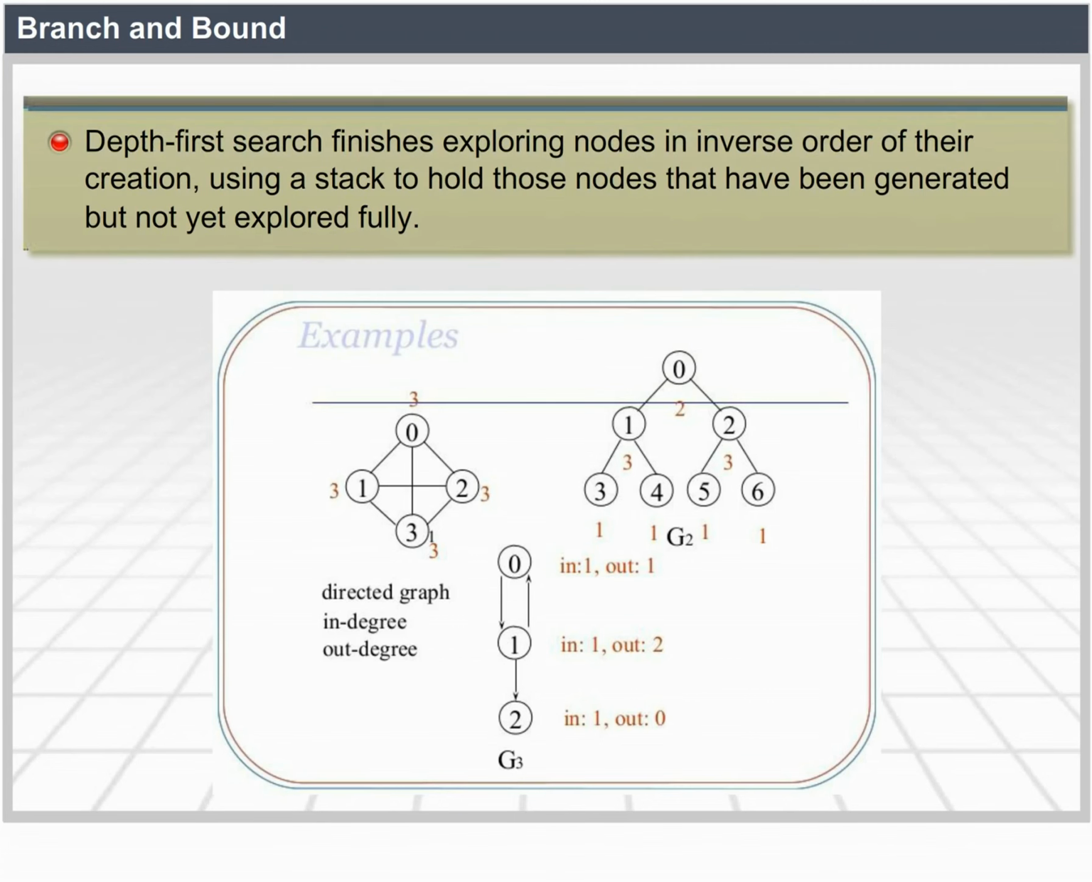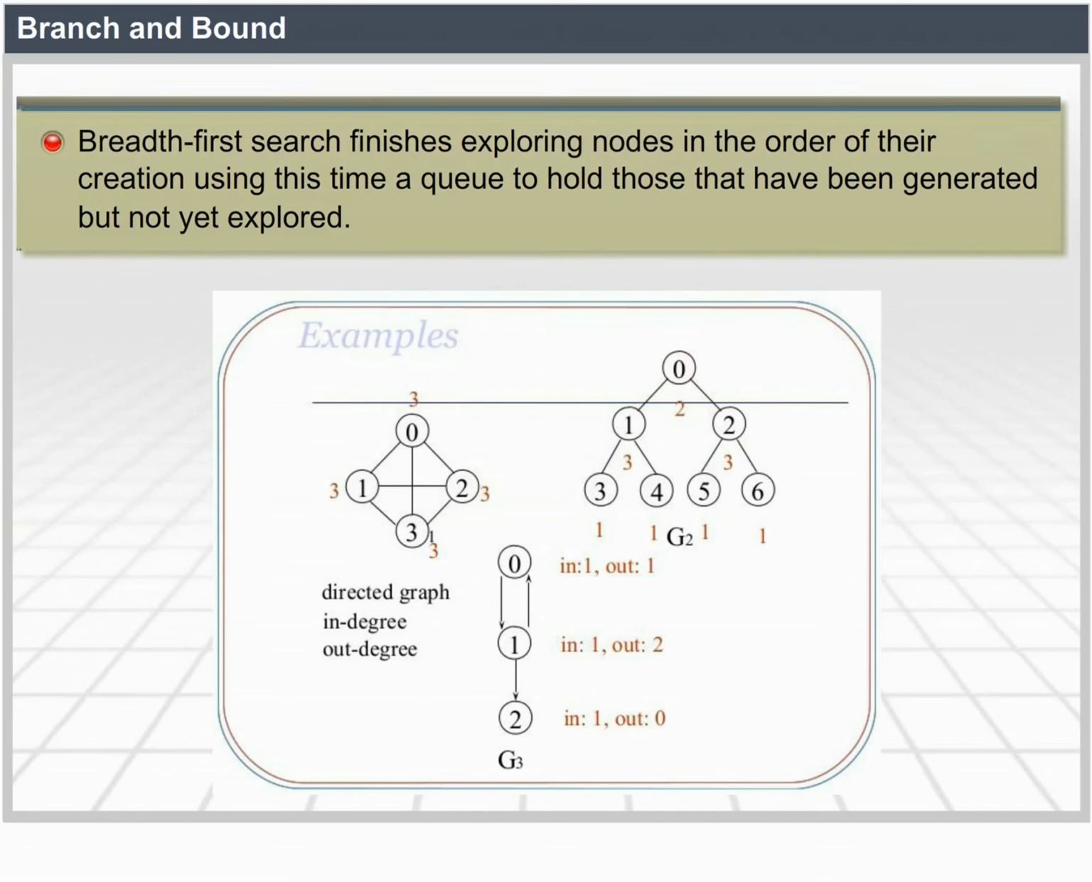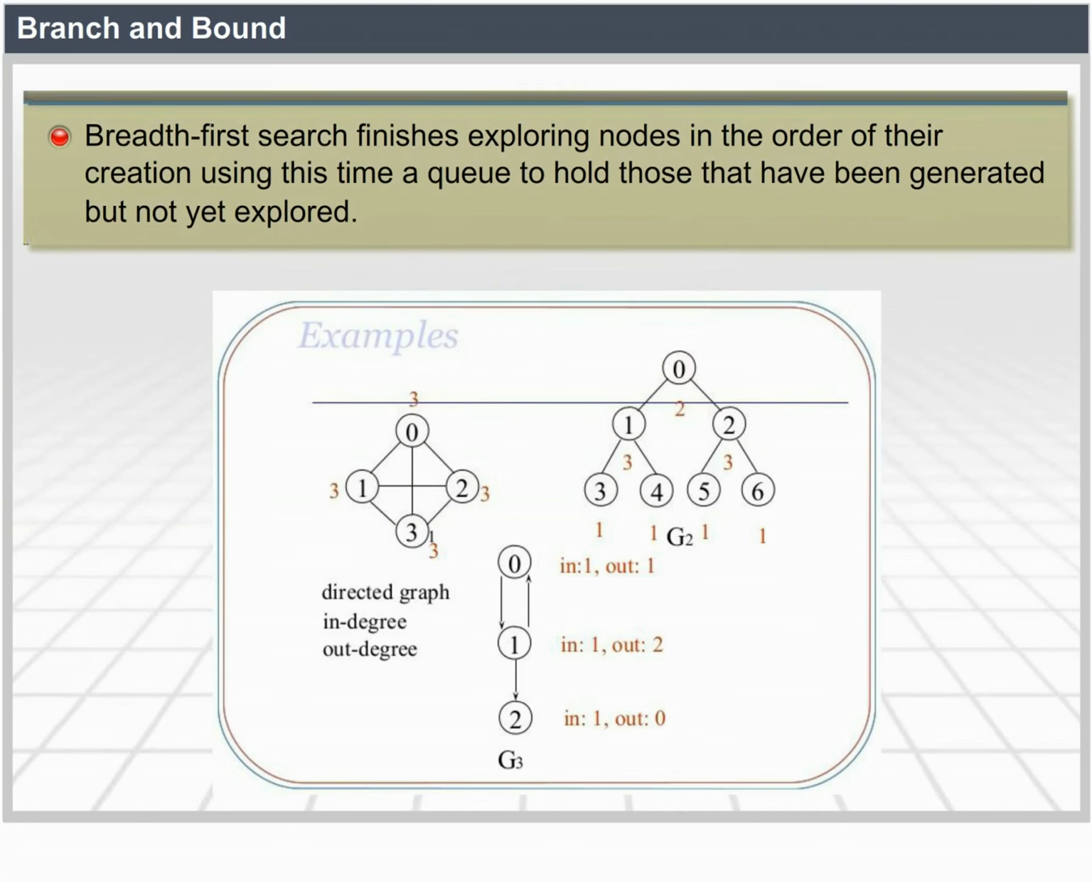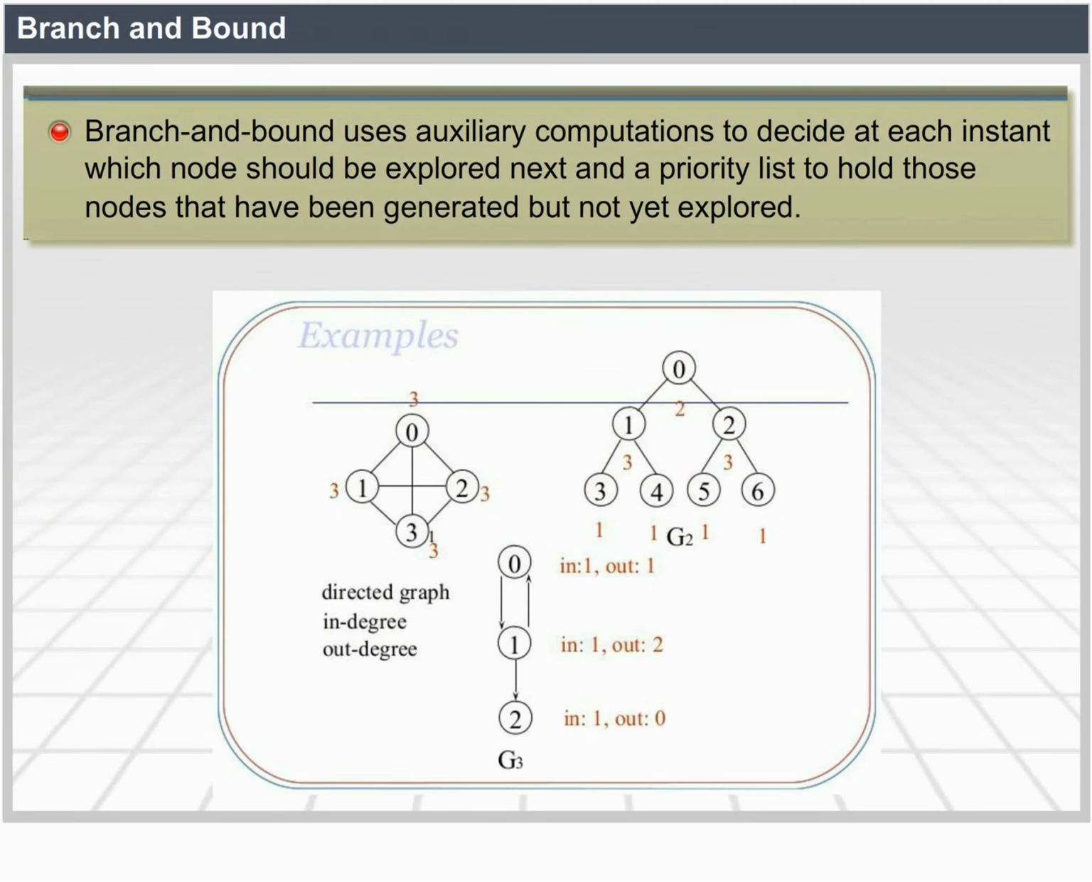Depth first search finishes exploring nodes in inverse order of their creation, using a stack to hold those nodes that have been generated but not yet explored fully. Breadth first search finishes exploring nodes in the order of their creation, using this time a queue to hold those that have been generated but not yet explored. Branch and bound uses auxiliary computations to decide at each instant which node should be explored next, and a priority list to hold those nodes that have been generated but not yet explored.